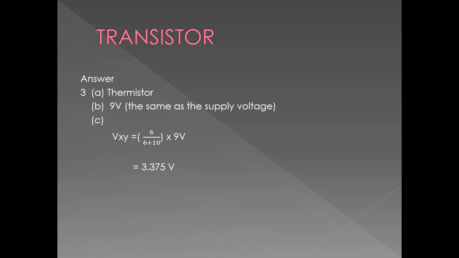The answer for question number 3, what type of component P is, is simple. You know that it is a thermistor. So what's the voltage? It is the same as the voltage supply, 9 volt.